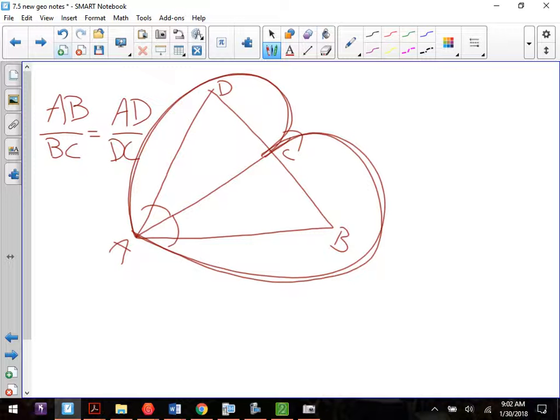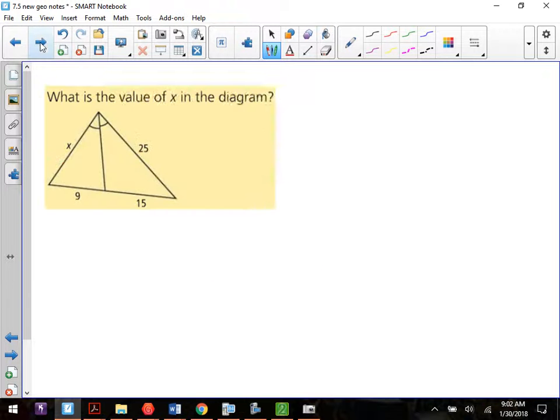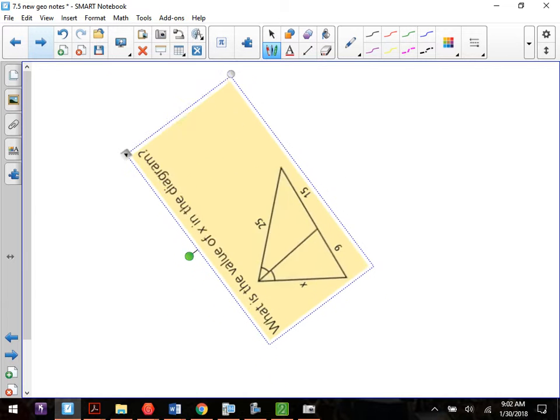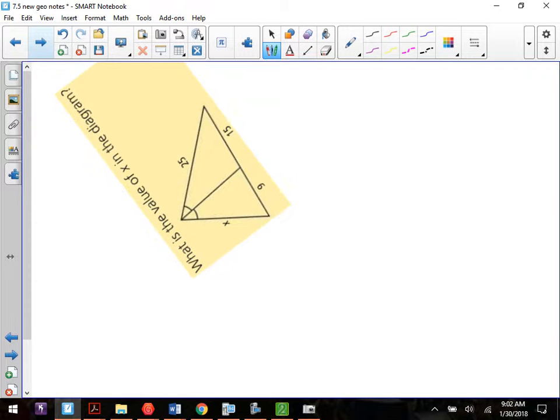Let me show you numerically how this works. I'm going to spin this so you can see the heart better. So apologize that this is a 25, 15, 6, and that's an X.